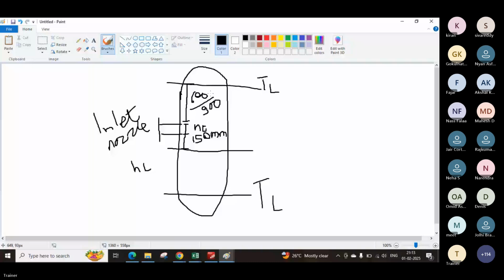Then, suppose we are using 900, so the tan line to this is 900. Then this height, say you are having a 4-inch nozzle, is 100 mm. Then this portion, the bottom of the inlet nozzle to the high liquid level, is 150.